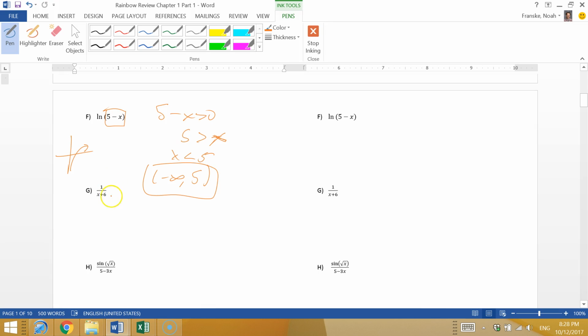All right, next up we got 1 over x plus 6. The only thing that's a danger here is negative 6. X can't be negative 6. So we got negative infinity up to negative 6, union negative 6, infinity. Nice.